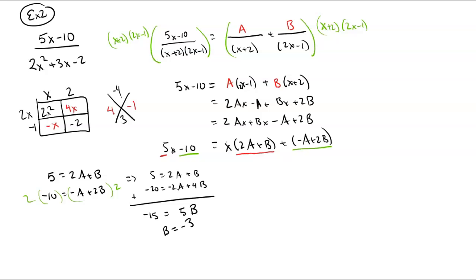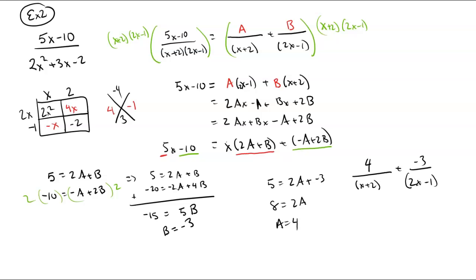Once I get that, plug it back in. I'll plug it into the top equation. So 2a plus negative 3, add 3 to both sides. 8 is equal to 2a, so a is equal to 4. All right, so my problem will be 4 over x plus 2, and then negative 3 over 2x minus 1.